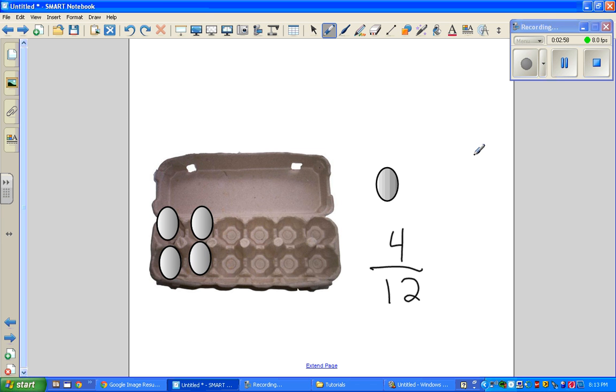So fractions are a way for us to actually compare how many we have compared to how many we need to make a whole set or a whole thing like a pizza, where it's an actual object.